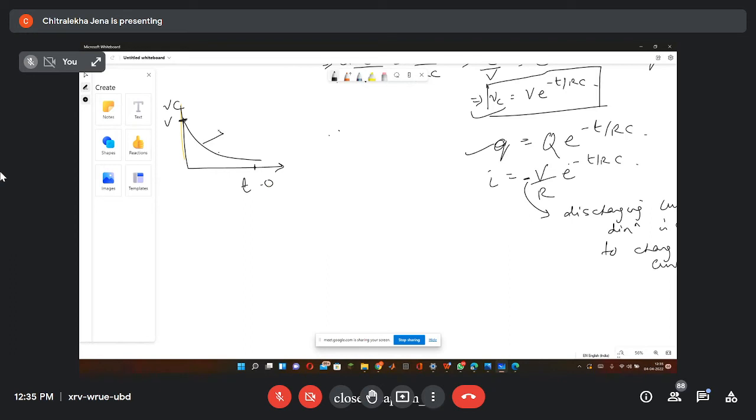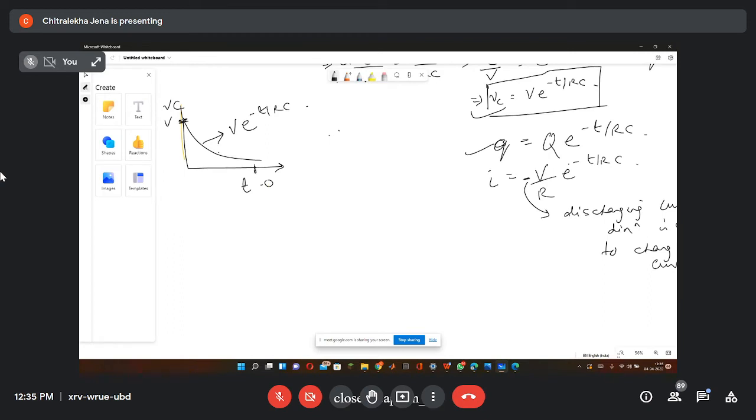What is the equation here? Tell me. What is the equation? It is equal to V e to the power minus t upon RC. So this is your transient condition from 0 to infinity.